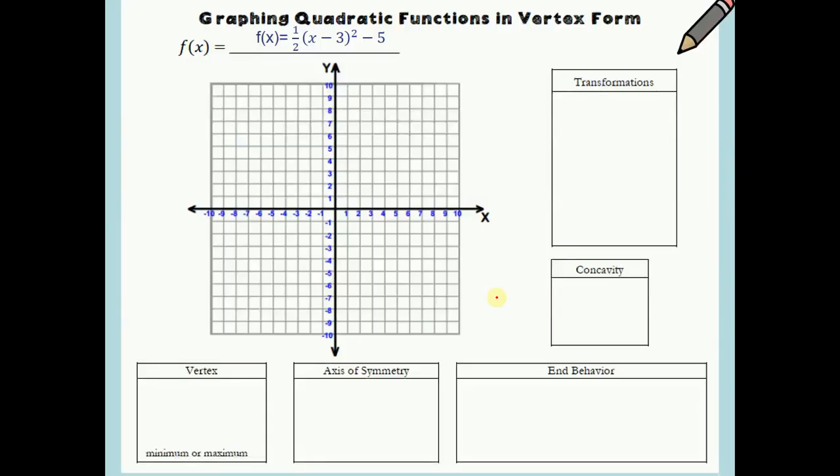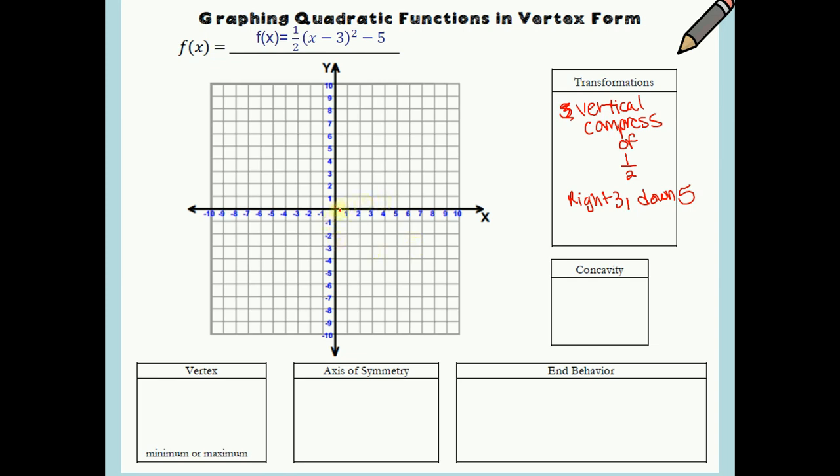Let's take a look at vertex form here. So I got the equation f of x equals 1/2 (x minus 3) squared minus 5. So we're going to want to make some notes about our transformations. I see a vertical compression of 1/2. And then I see a right 3 and down 5. Those are my transformations that I'm seeing in this particular graph.